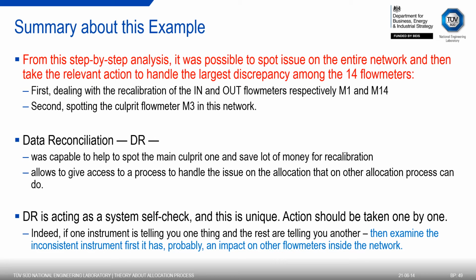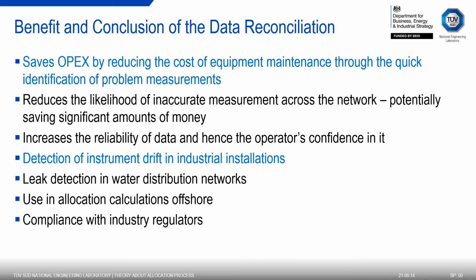But the value is really this system self-check, and you can see the benefit of this data reconciliation system. You will save a fair amount of OPEX, because the system will spot where you should go, and by fixing 1 or 2 flow meters, you can rerun your minimization and spot what are the next ones to look at in your network. This is very, very important.